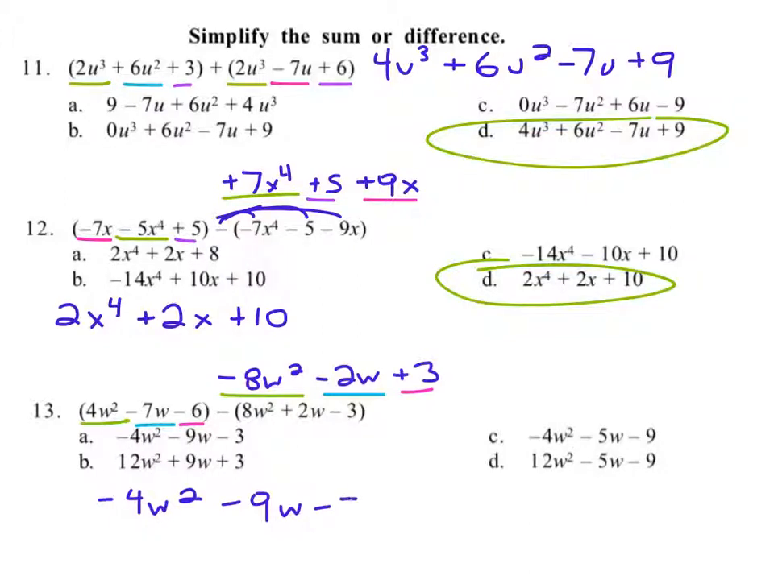There we go. And then what we're going to do is look for that answer, and we see that answer A, negative 4w squared minus 9w minus 3, is the answer that we've got right there. That's it.